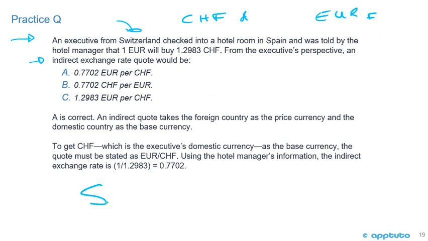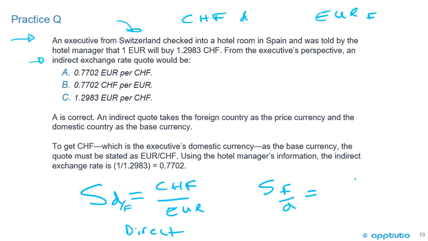Okay, so remember, a direct quote would be the domestic over the foreign. So that would be CHF over the euro, and that is our direct quote. Our indirect quote would be foreign over domestic, and that would be euro over CHF, okay? And that's the way that we started.